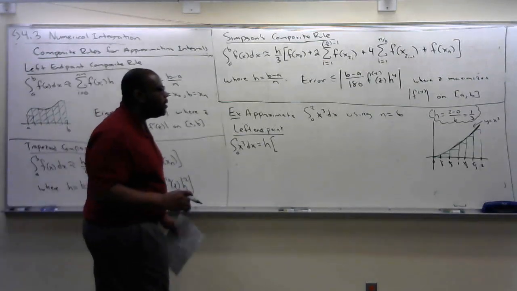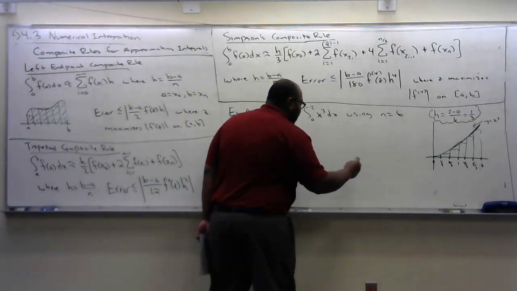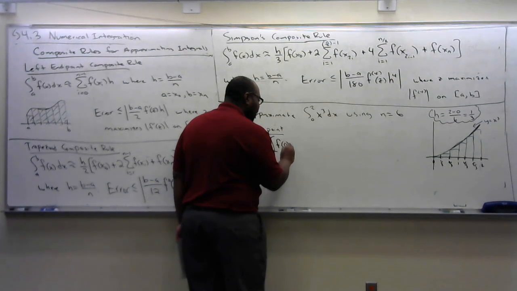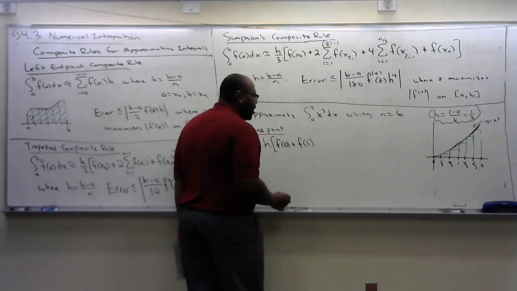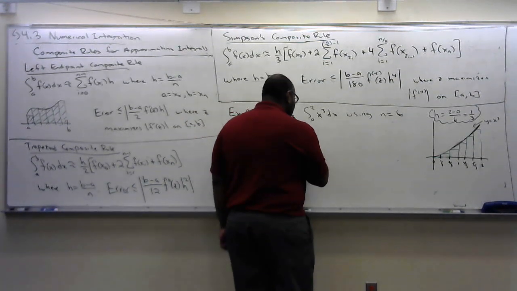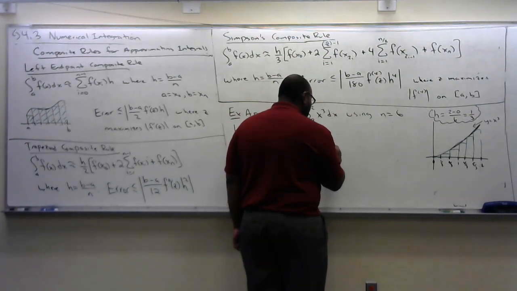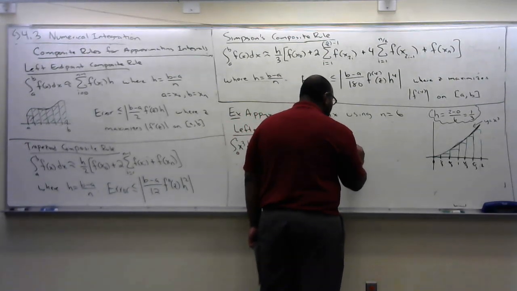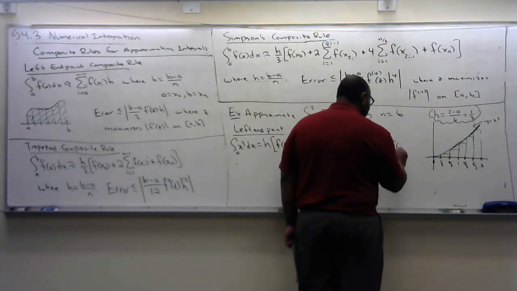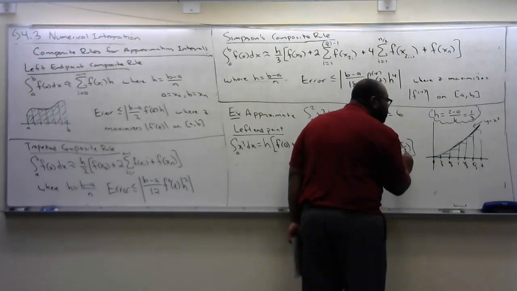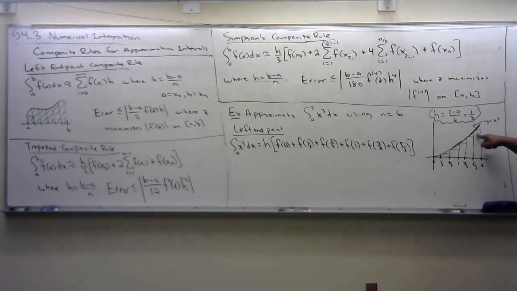So it's h times, I have f of 0, right? That'll be my first rectangle height, plus f of 1/3, which is my second rectangle's height, plus f of 2/3, plus f of 1, plus f of 4/3, plus f of 5/3. And that's my last rectangle, right? That's the height of my last rectangle at 5/3. Notice I have 6 of these guys.